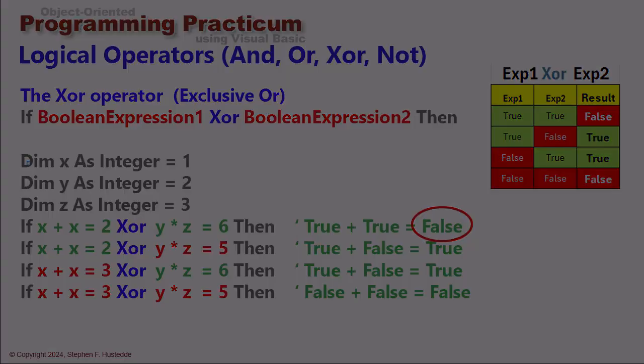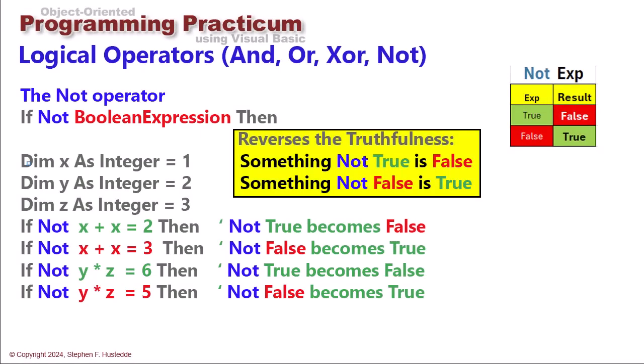Let's take a look at the NOT. So the NOT reverses the truthfulness of the expression. And it makes sense. If something's not true, it's false. And if something's not false, it's true. So in the example here, if not x plus x equals 2, then that not true becomes a false. And then if not x plus x equals 3, 1 plus 1 does not equal 3, so that's false, but the not makes it true. And then we have not y times z equals 6. That's a true expression, but the not makes it false. And then not y times z equals 5 is a true expression because it's not false.